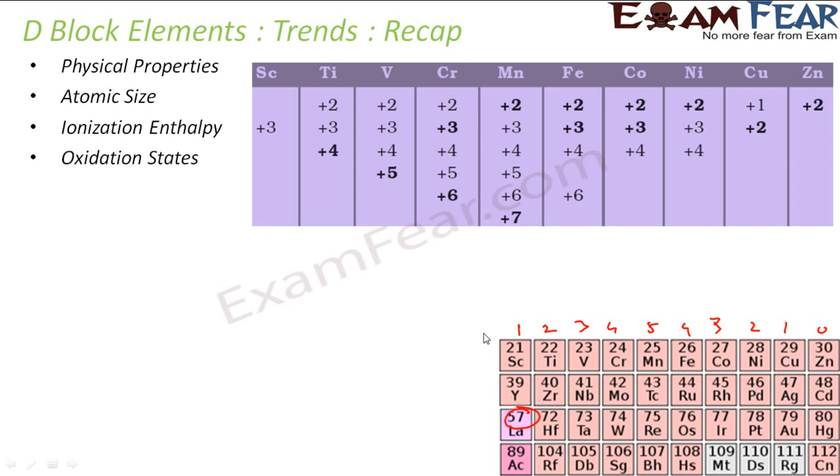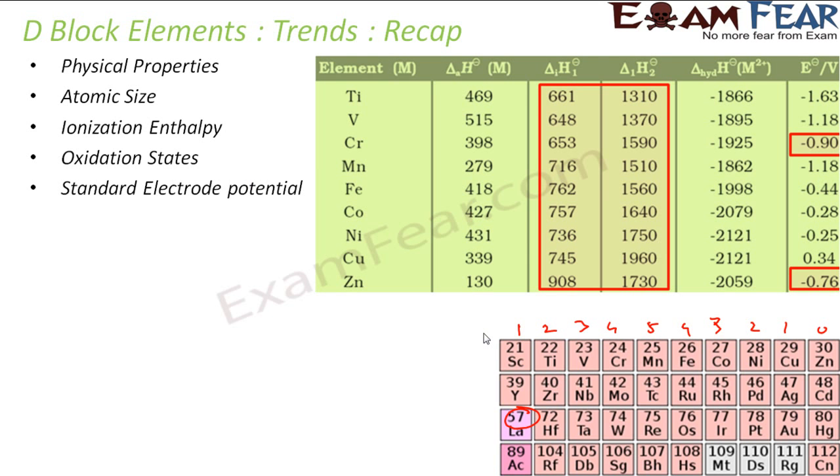Then we have the standard electrode potential. We have seen that standard electrode potential actually becomes less negative as we go in a series, and that is because of the increase in the first and second ionization energy. But there is some irregularity here. We have seen that there is some irregularity here.